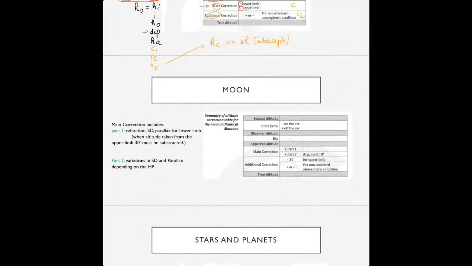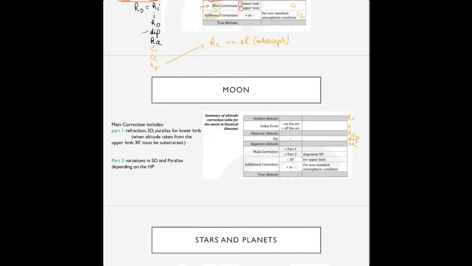Then for the moon, this is slightly different. The same start: you start with your sextant altitude or height, you apply the index error, then you have the observed altitude. Again you apply the dip, which gives you the apparent altitude. And it's always to the apparent altitude that you have to apply the corrections you can find in a Nautical Almanac.